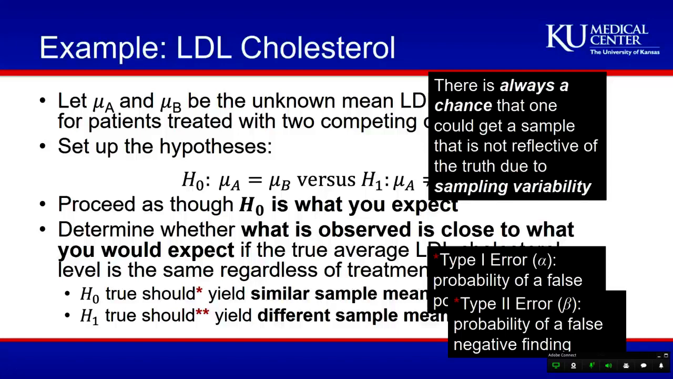So if the truth is that there's no difference, there's a chance we could get a sample that will tell us there's a difference, and that is the type 1 error rate. If the truth is that there is a difference, there's always a chance we could get a sample that would not reflect that. It would tell us that there is no difference, and that would be a type 2 error.